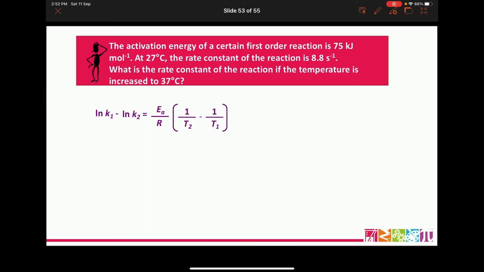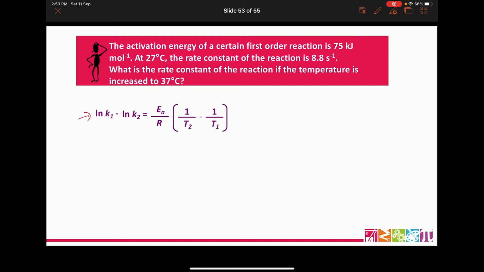This is an example involving the Arrhenius equation. The question says the activation energy of a certain first order reaction is 75 kJ per mole at 27 degrees Celsius. The rate constant of the reaction is 8.8 per second. So what is the rate constant of the reaction if the temperature is increased to 37 degrees Celsius? This question can be done by using the equation.